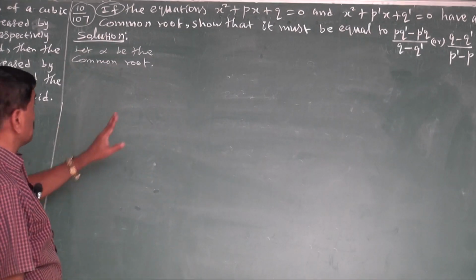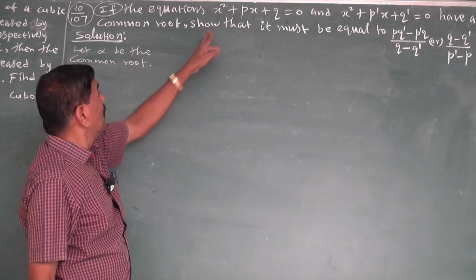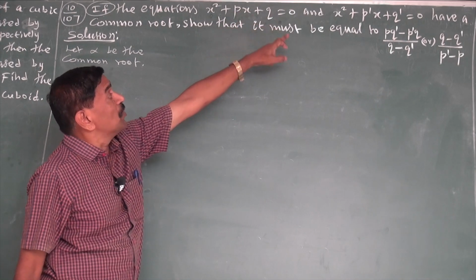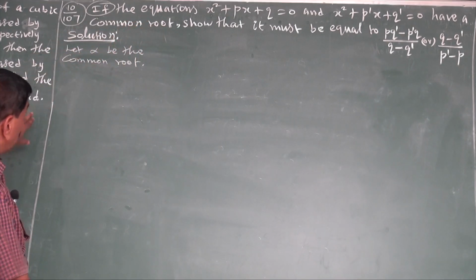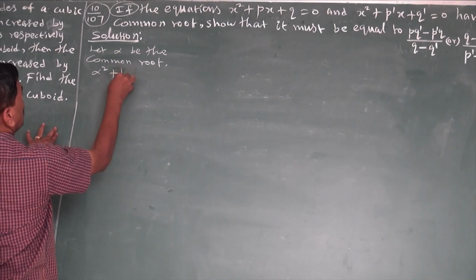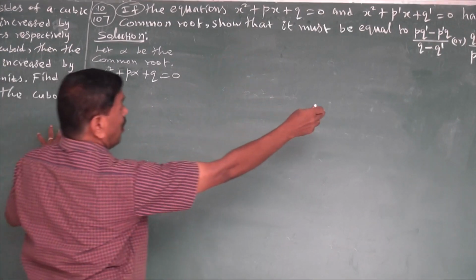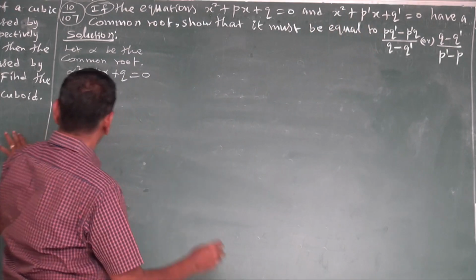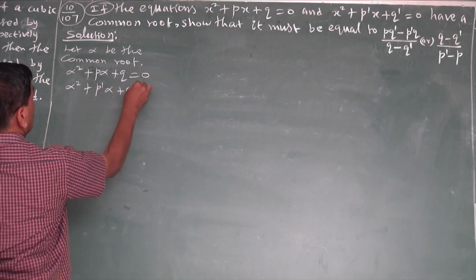Let alpha be the common root, which means alpha satisfies both the equations. That is, x is replaced by alpha. So put x equal to alpha, which means alpha square plus p alpha plus q is equal to 0. Similarly, in the second equation, x is replaced by alpha. That means alpha square plus p dash alpha plus q dash equal to 0.